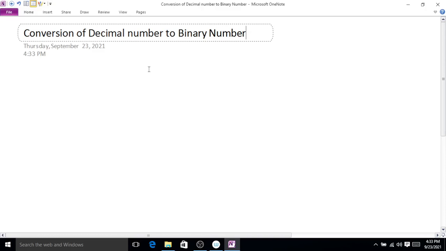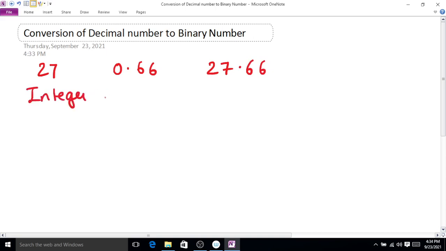Today we are going to see conversion of decimal number to binary number. Now we know that a decimal number can be written as 27, that is the integer part, or it can also be written as 0.66, that is the fractional part, or it can be a combination of 27.66, that is integer as well as fractional part. Now first we will concentrate on integer part.